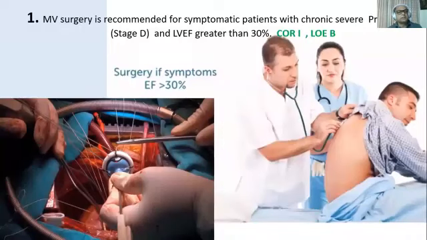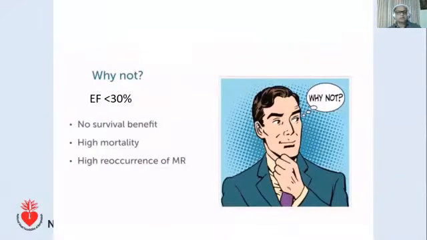Here we can see in number one, when mitral valve replacement is needed. In a very simple way, if the patient is symptomatic with more than 30% ejection fraction, surgery is the number one option. Second, why not less than 30%? Because with less than 30% ejection fraction, there is no surgical survival benefit, higher mortality rate, and high recurrence of mitral regurgitation. That's why ejection fraction less than 30 is not a good enough condition for the patients.